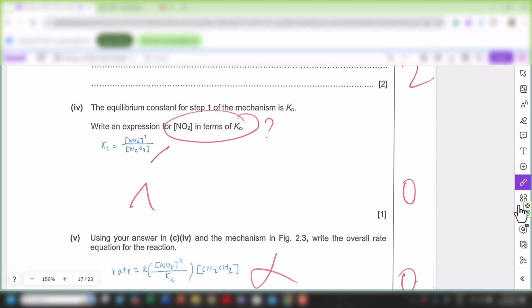So when you make NO2 the subject, right? Actually, it's a square root, right? Yeah, so you have to be a bit careful. So in terms of Kc, NO2 equals to square root of Kc times N2O4, something like that. Okay.